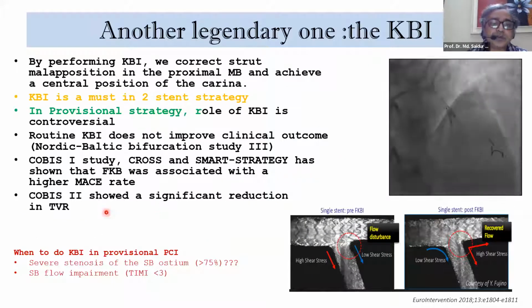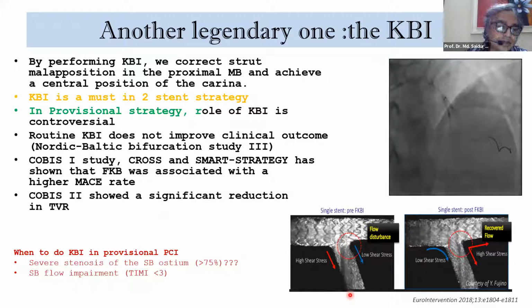And another issue is that the kissing balloon inflation is also very much important. It should be very correctly done. And here, this is why KBI is important. You can see in this picture that the higher shear stress and lower shear stress have been maintained like the physiological one after KBI.